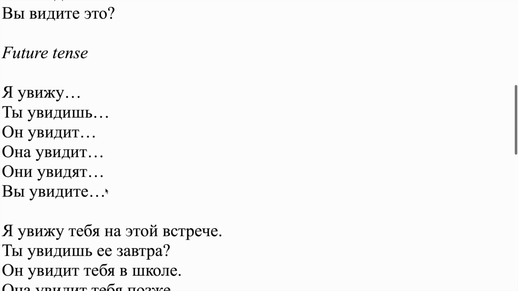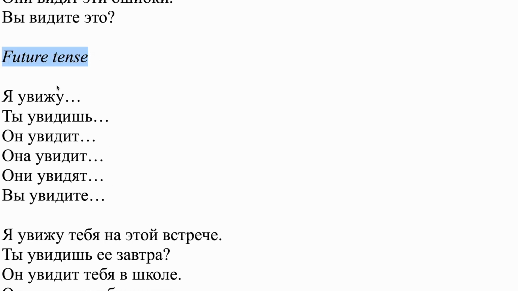So we go next, how we use it in the future tense. For example, I will see, я увижу. You will see, ты увидишь. He will see, он увидит. She will see, она увидит. They will see, они увидят. And you will see, вы увидите.